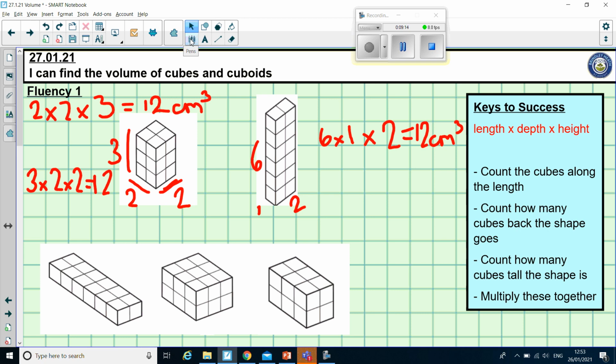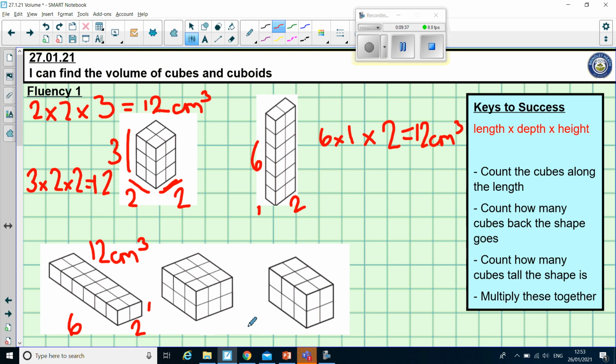Okay, hopefully you've had a go at that then. The first one, the length was 2, the depth of this one was 1, 2, 3, 4, 5, 6, and the height was 1. So we had to do 6 times 2 times 1. 6 times 2 is 12, times that by 1 was 12. So it was 12 centimetres cubed.